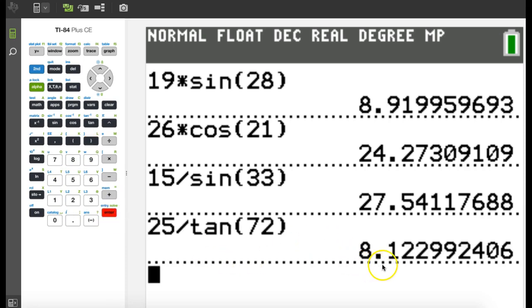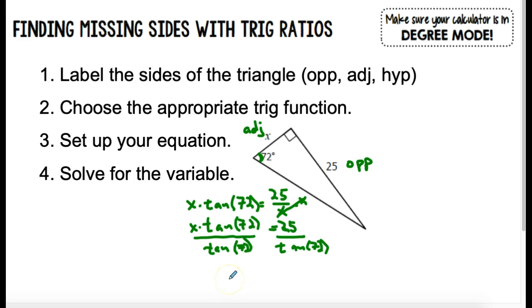And that gets me 8.1. This will not round up because this value is less than 5. So, our missing side here, x equals 8.1. Okay?